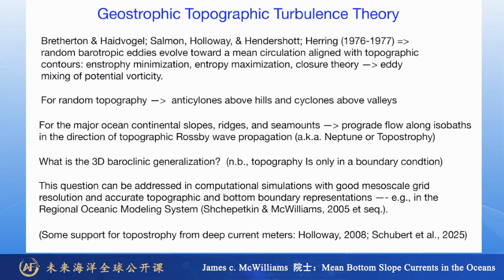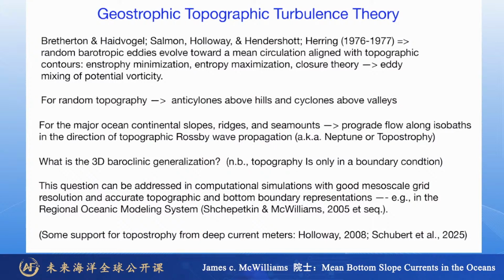For realistic oceanic basins, it's not random hills and valleys, but the primary slopes are continental slopes, ridges, and seamounts. And the expression of this answer is what's called prograde flow along isobaths. Prograde means in the direction of topographic Rossby wave propagation. There was a period of time this was called Neptune, and the more modern term, and the one I use, is topostrophy.